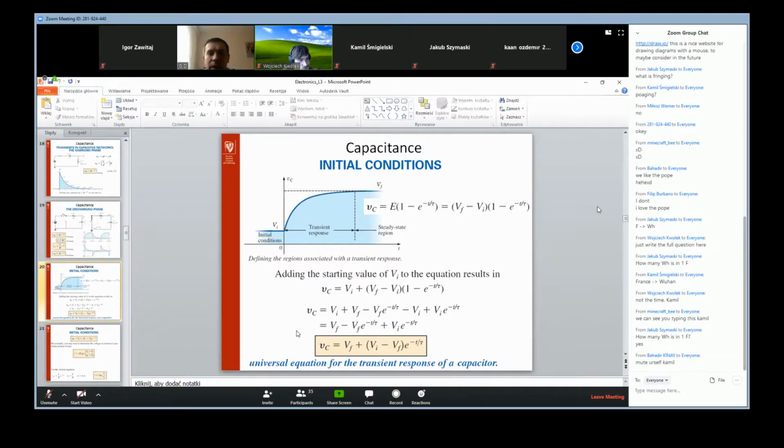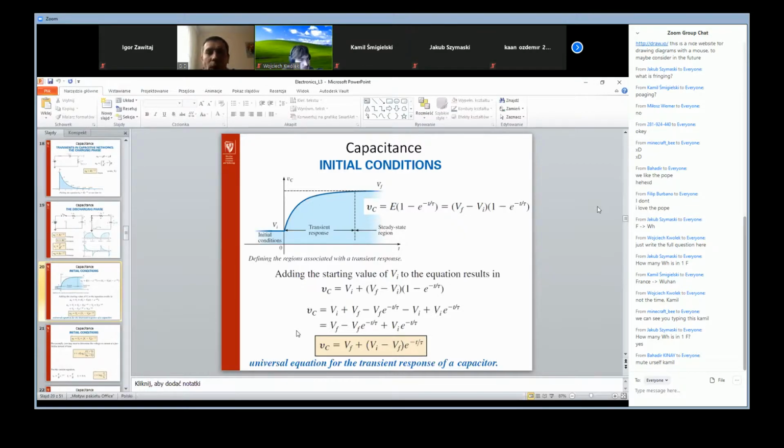At this moment, let's consider what happens when our capacitor wasn't empty when we initiated the charging or discharging process. In fact, we are starting not from zero, but from some initial value, some voltage drop that was previously on this capacitor. What is so important for you?